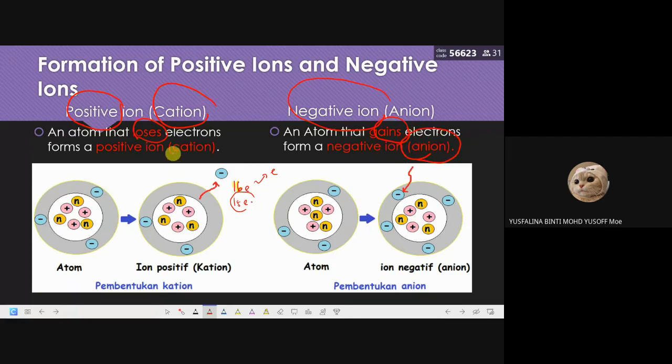So let's say the atom has 16 electrons. If it loses one electron, it has lost one negative charge, so now it will become positive. For this one, let's say it has 16 electrons, then it receives one electron, so now it becomes 17 electrons. So it has more electrons, so it becomes a negative charge, or negative ion.